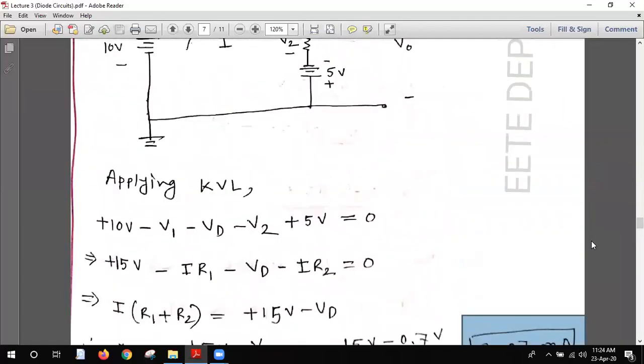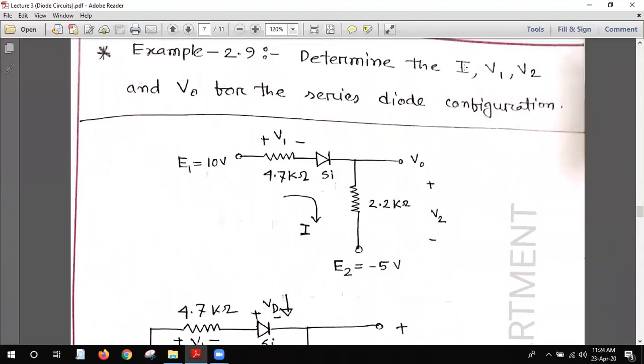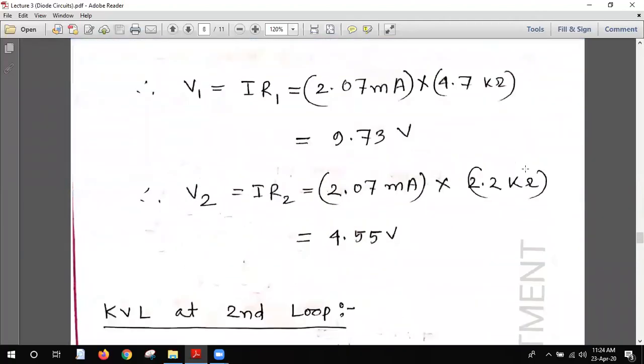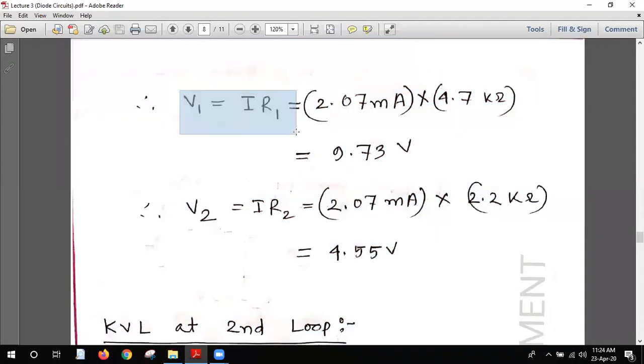So we need to find out I, V1, V2, and the V output. We already found the current value I. So V1 and V2 are just, we all know that V1 equals IR1 and V2 equals IR2. We have found the value of I, 2.07. We just multiply these two values and we get the two voltage values very easily. Just the multiplication, nothing else.